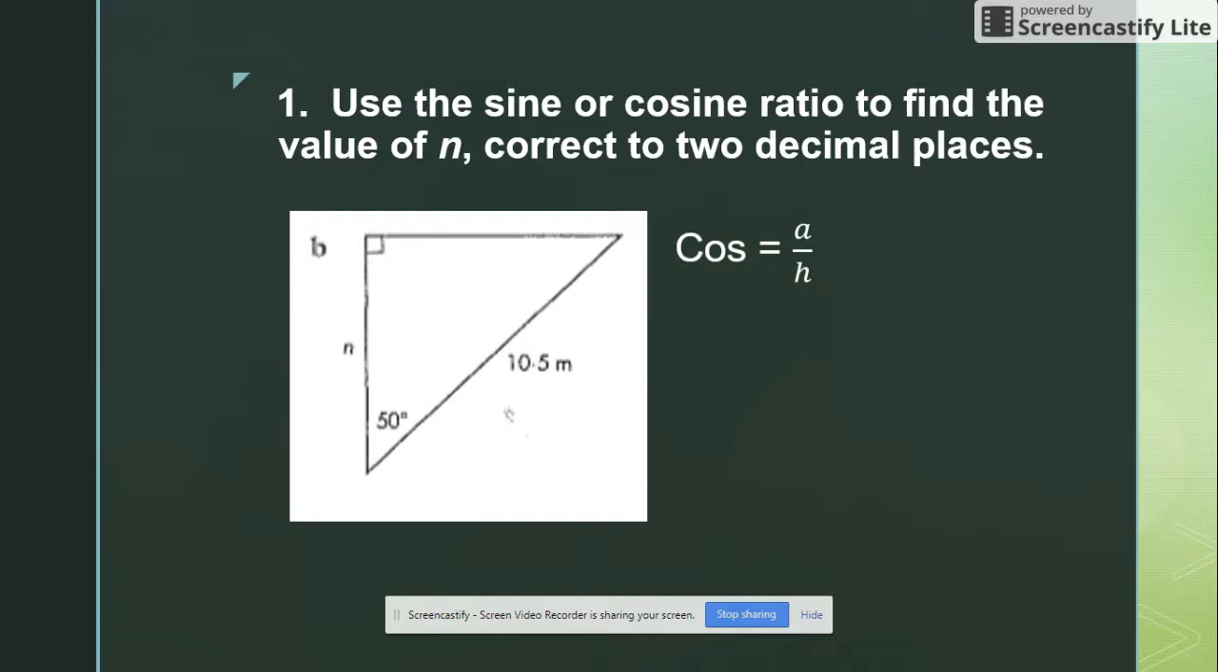Okay, if you said cos, you would be right. So that is your adjacent, which is your unknown on the top, and your hypotenuse on the bottom, so we times it. So we go 10.5 times cos 50 equals so many meters, and you write it in. Okay, we just did that one, we have to do it again.